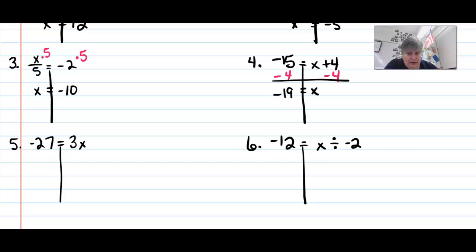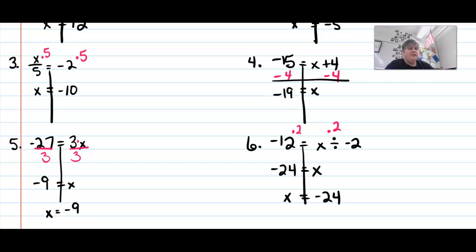Okay, so you should have recognized this was 3 times X. So to get rid of a times 3, I divide by 3. So negative 27 divided by 3 is negative 9. And again, you can keep the answer this way. You could also reverse it if you like to look at it with X on the left. All right, this one looks a little funny because we haven't used the divide by sign. There is a chance you're going to see that, so I still want to make sure you're aware of it. To get rid of a divide by 2, I times by 2. And so negative 12 times 2 is a negative 24. And you can flip it around if you want.